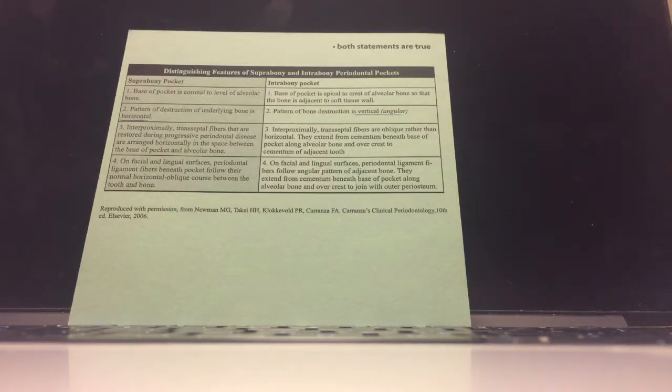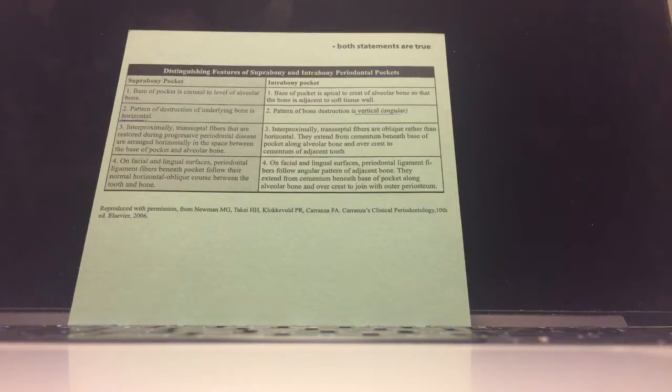So they are horizontal, kind of. Fourth point, on facial and lingual surfaces in a suprabony pocket, the periodontal ligament fibers beneath the pocket follow their normal horizontal oblique course between the tooth and bone. So if the suprabony pocket is on the mesial or distal, there is a loss of bone that is horizontal, so the transeptal fibers are arranged horizontally from the base of the pocket and the alveolar bone.